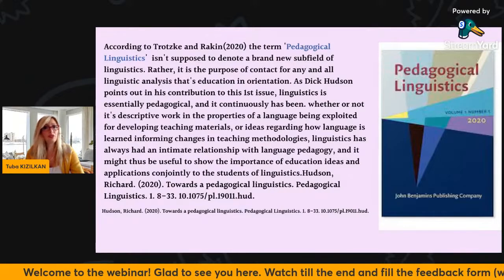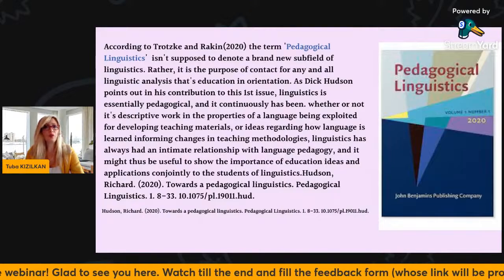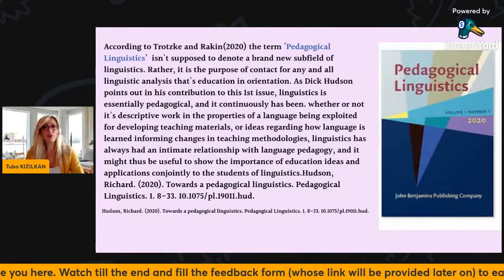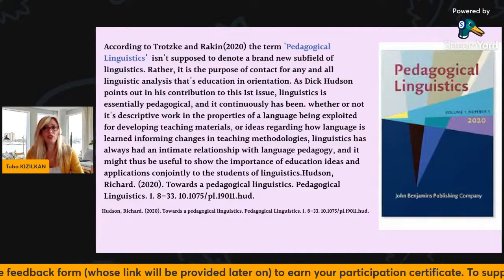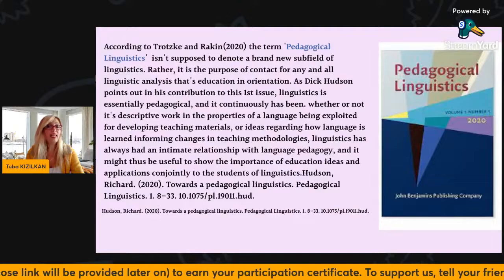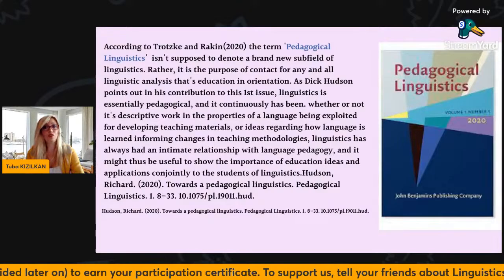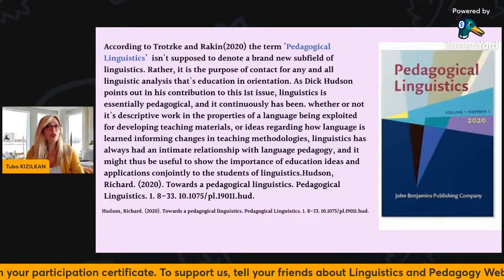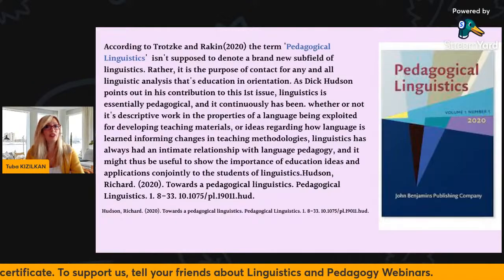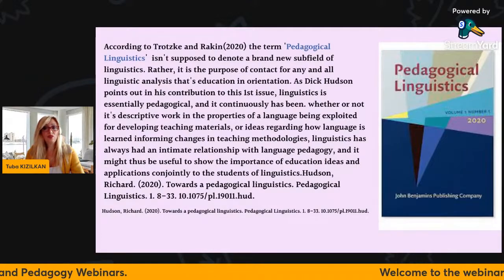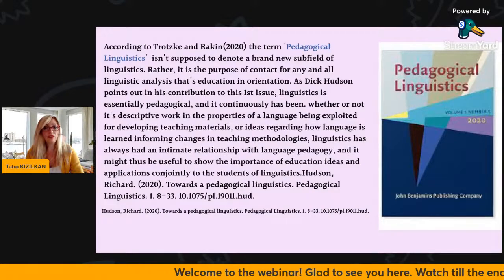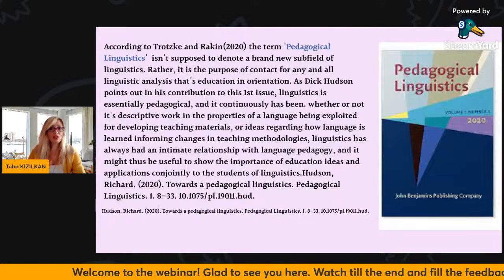Whether or not it's descriptive work and the properties of a language being exploited for developing teachers' materials or ideas regarding how language is learned, informing changes in teaching methodologies, linguistics has always had an intimate relation with language pedagogy, and it might thus be useful to show the importance of education ideas and applications conjointly to the students of linguistics. And towards a pedagogical linguistics, this is from Richard Hudson, Towards a Pedagogical Linguistics.